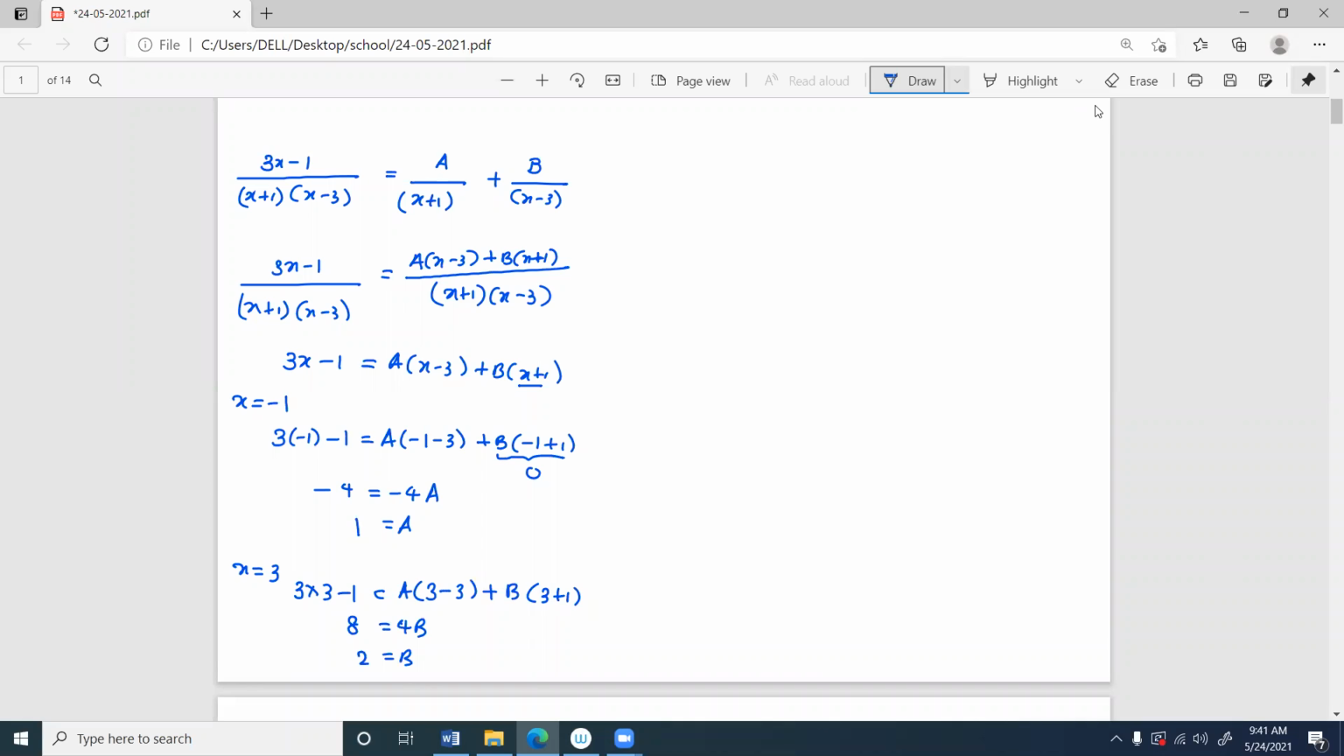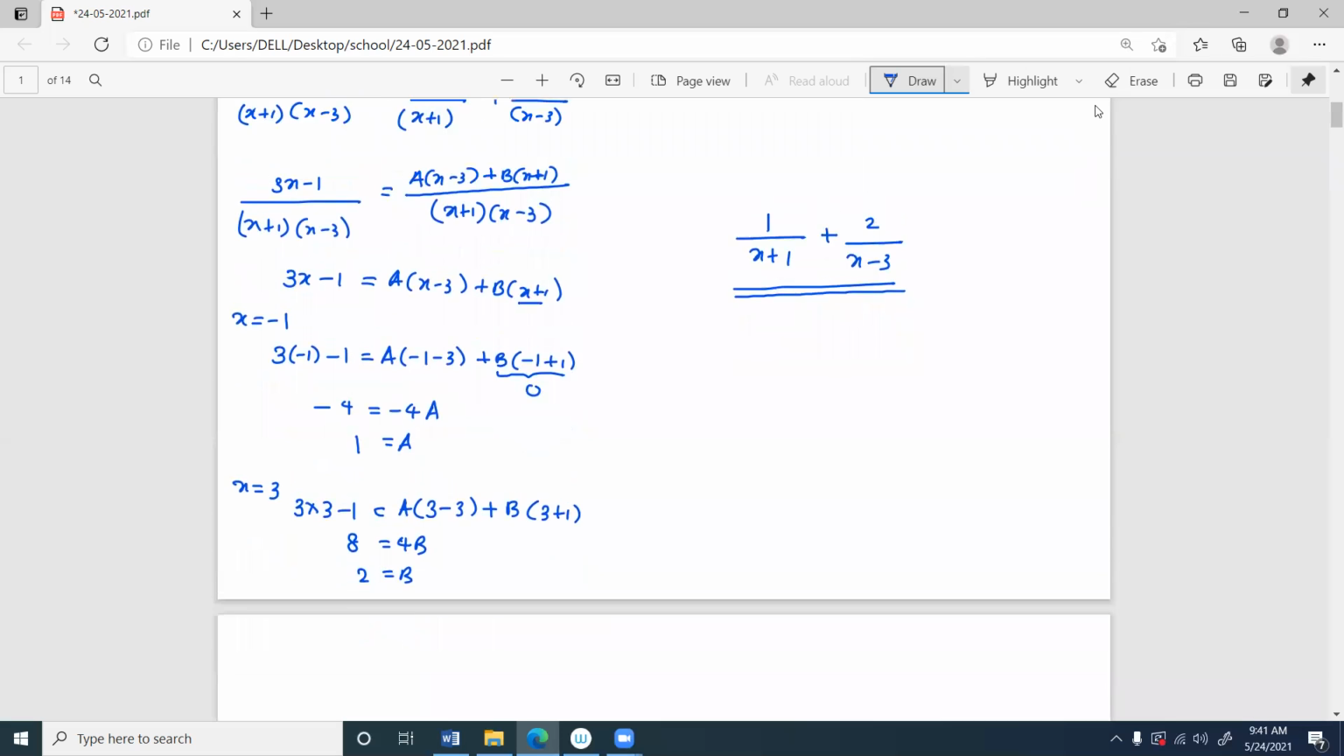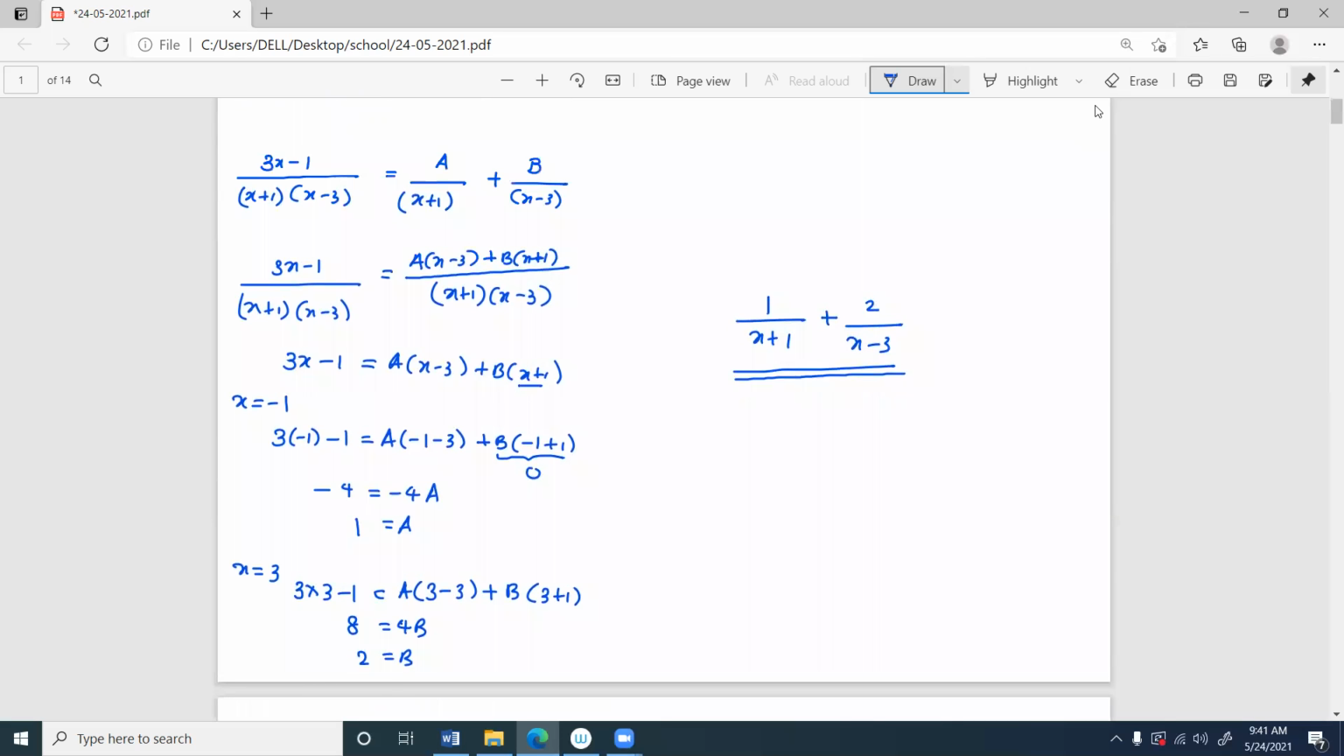Then you can write 1 over x plus 1 plus 2 over x minus 3 as the partial fraction answer for this question. Hope you can understand this section. That's a way of doing it. We'll go ahead with another example. This is the answer for that.